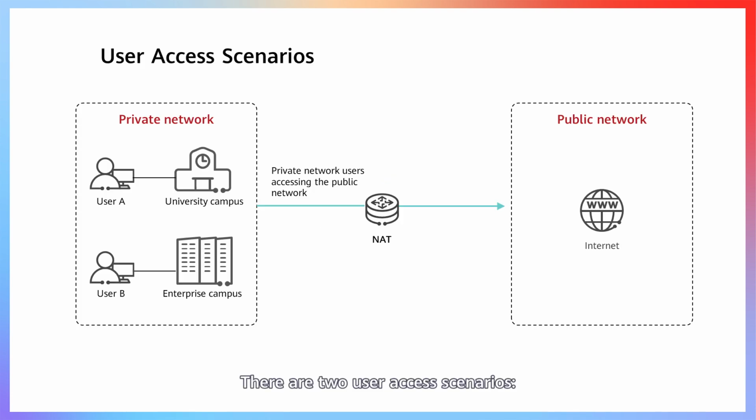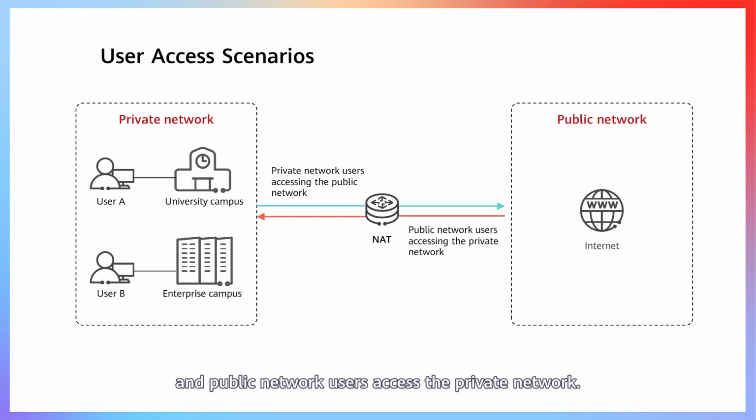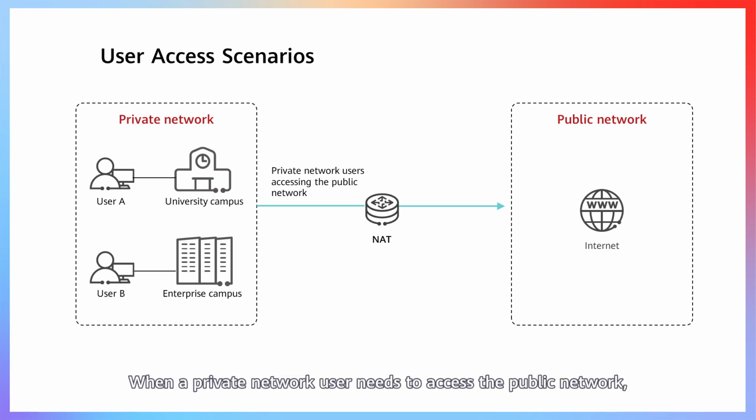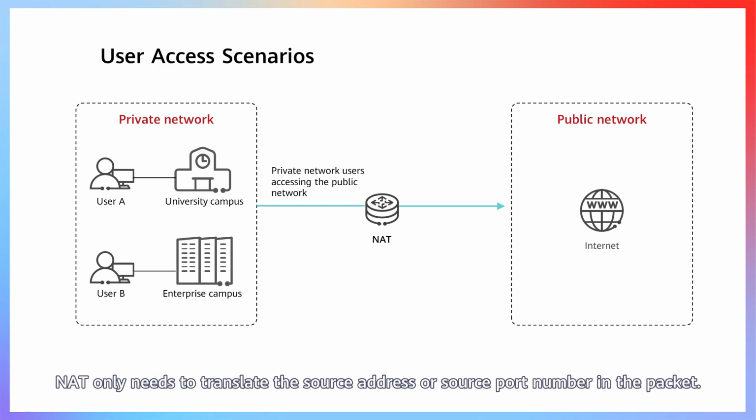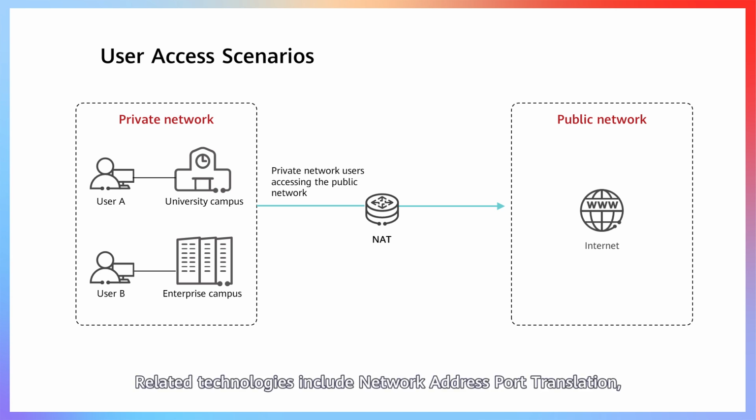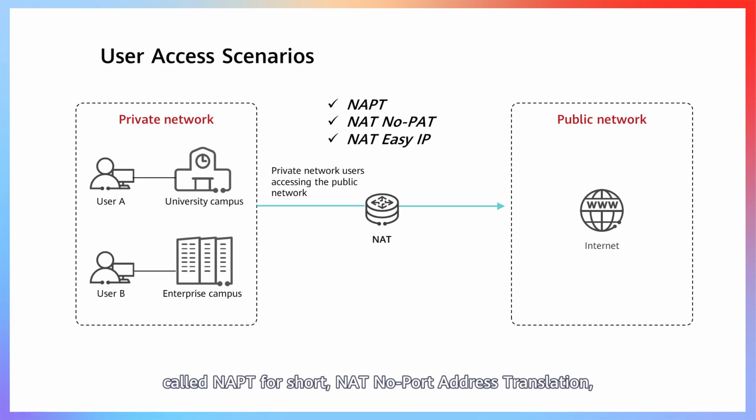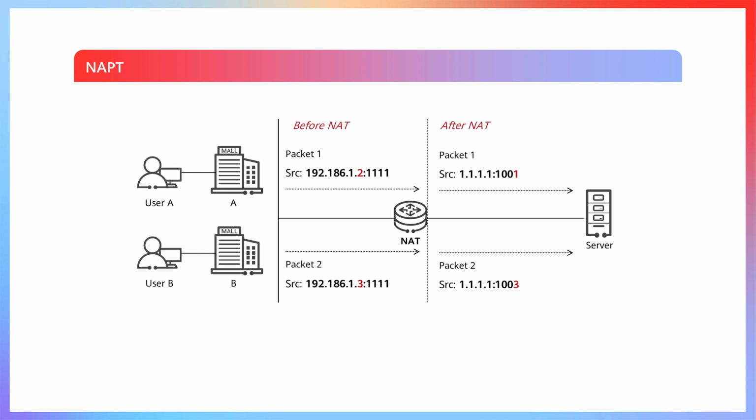There are two user access scenarios: private network users access the public network and public network users access the private network. When a private network user needs to access the public network, NAT only needs to translate the source address or source port number in the packet. Related technologies include Network Address Port Translation, called NAPT for short, NAT No Port Address Translation, called NAT No PAT for short, and NAT Easy IP.